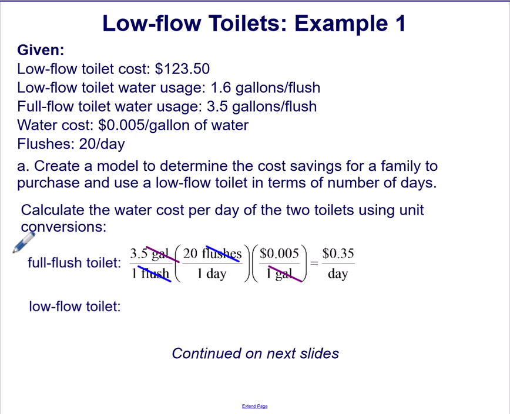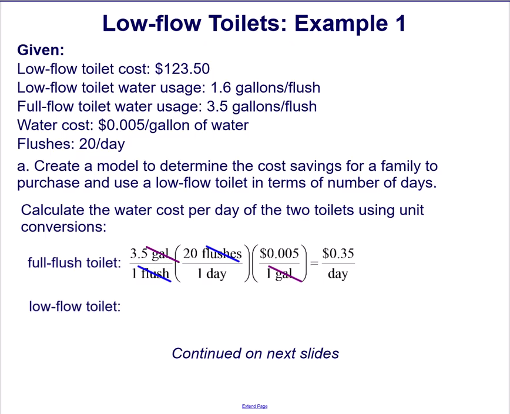You'll see with the blue line, we canceled out the unit of flushes. With the reddish line, we canceled out the unit of gallons. We're left with the units of dollar per day, which is what we want. And performing our arithmetic, we find out that the full flush toilet costs 35 cents a day to flush.